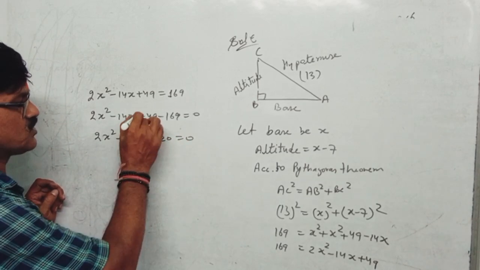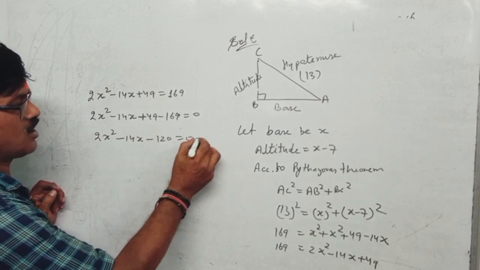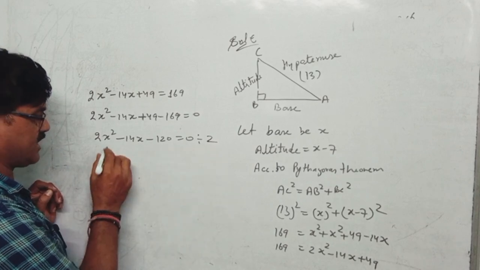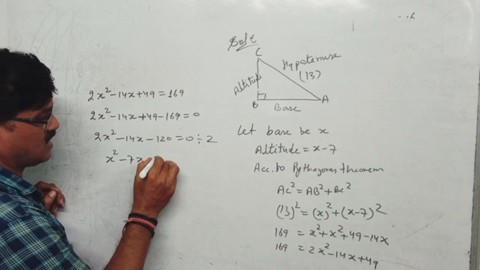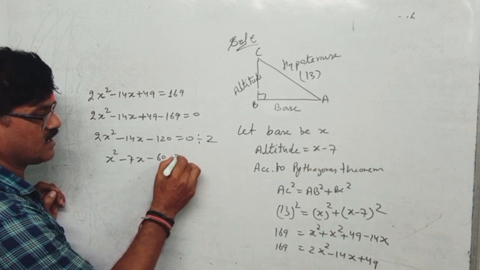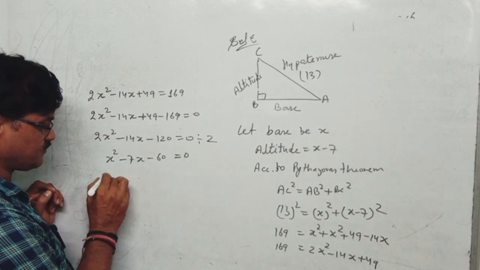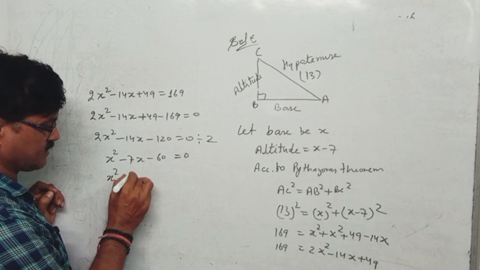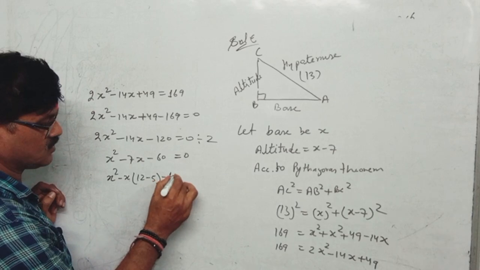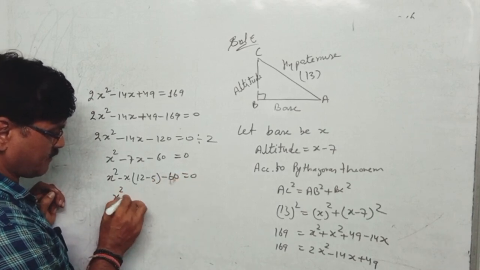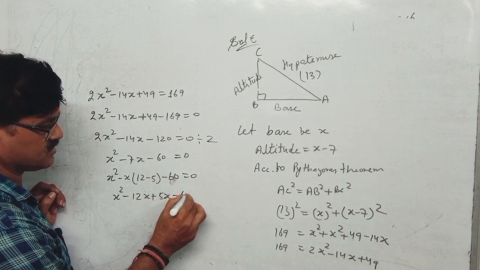Different signs should be subtracted. This is plus, this is minus, so these are constant numbers and you will subtract here, it will be 120. Now this is the equation, simplify this by dividing by 2, so this will be x square minus 7x minus 60 equal to 0. Now 12 times 5 is 60. Here is x square minus 12x plus 5x minus 60 is equal to 0.